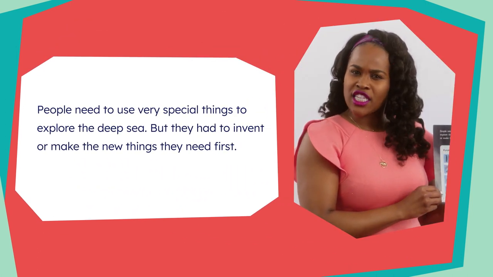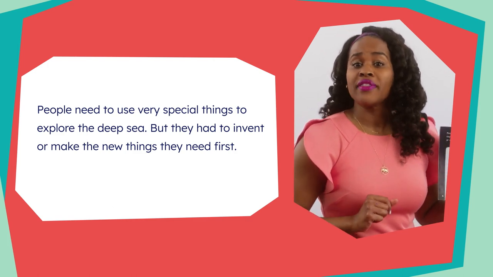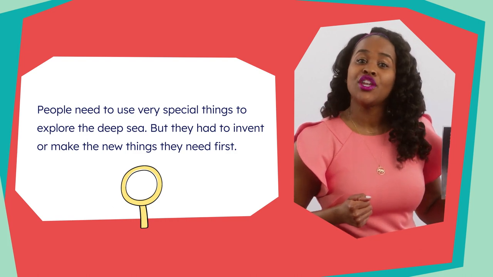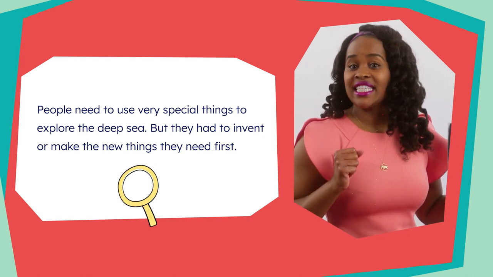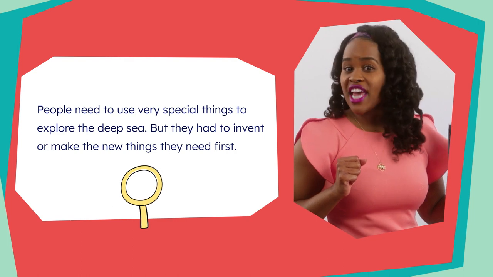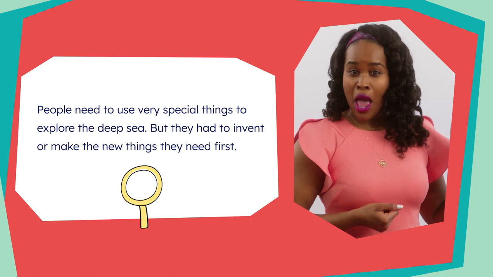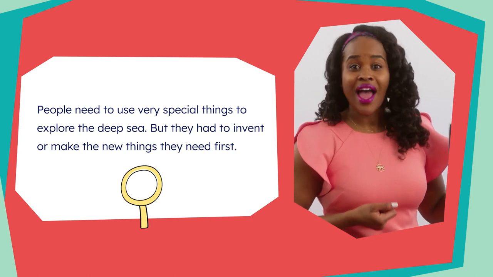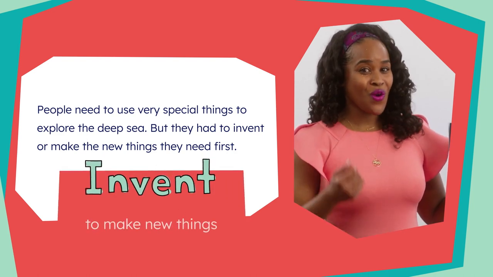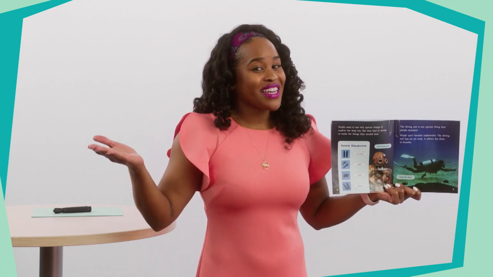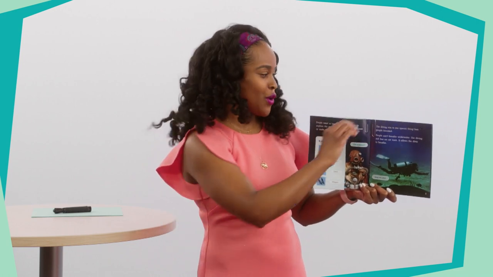As I'm reading the sentence with the word invent, I remember that a context clue may appear within the same sentence as the unknown word. This is an example of the context clue or definition of the unknown word being found in the same sentence. Because of this context clue, I now know the meaning of the word invent means to make new things. Look at that, detectives. We've already solved our first case. Let's go on to our second vocabulary word.